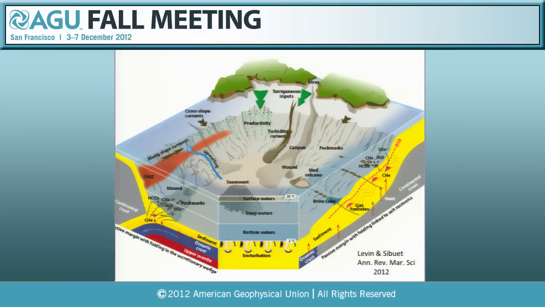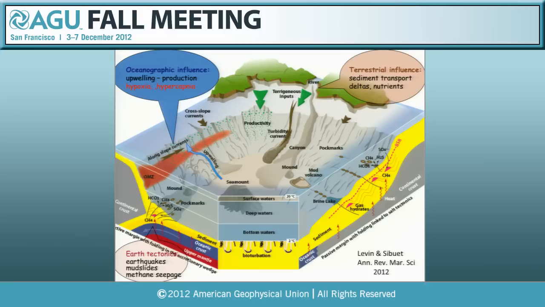And now we recognize them as being highly heterogeneous. We recognize that there are terrestrial influences, bringing in nutrients, bringing sediments and energy that cuts the margin into canyons. We recognize influences from deep inside the Earth: tectonic activity, earthquakes, mudslides, and a lot of fluid seepage containing methane and other hydrogen compounds that affects the seafloor. And then we have atmospheric and oceanographic influences, wind that drives upwelling, that stimulates production and leads to the development of hydrographic heterogeneity, low oxygen features, high CO2 features. So we now have margins that are very heterogeneous.